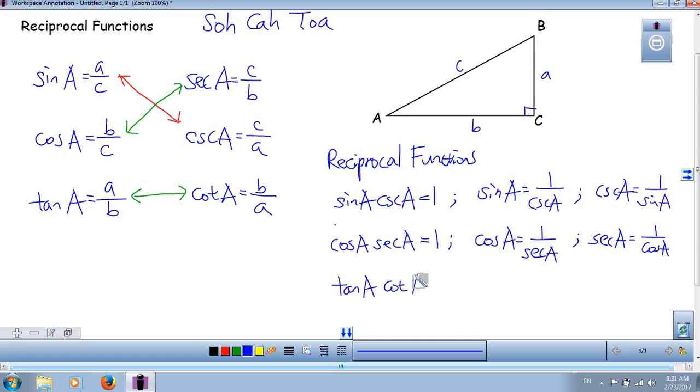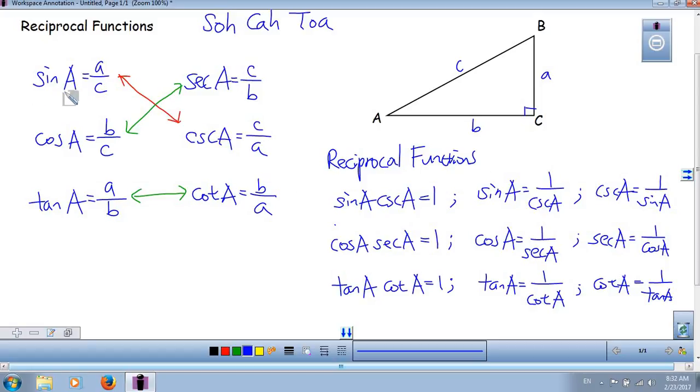Okay, tangent and cotangent, they're cofunctions, but they're also reciprocal functions, which is what we're going to talk about next. So tangent is equal to the reciprocal of cotangent, which is 1 over cotangent, and cotangent is the reciprocal of tangent, 1 over tangent. All right. So when you divide 1 by tangent A, you get cotangent. When you divide 1 by cosine, you get secant. When you divide 1 by sine, you get cosecant.